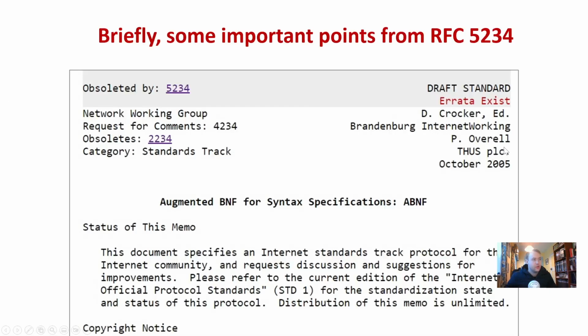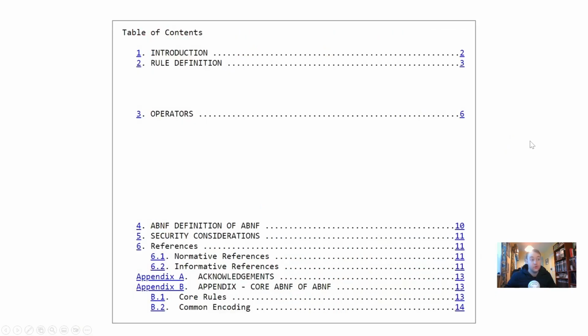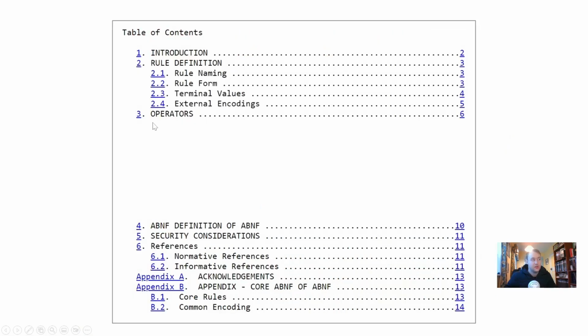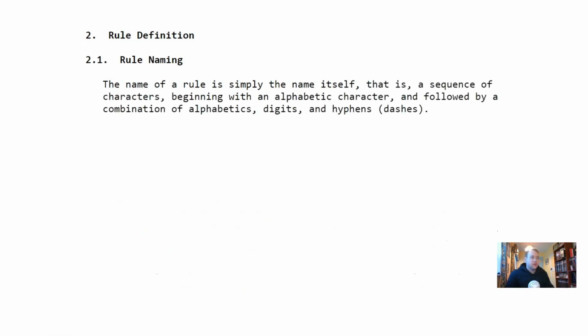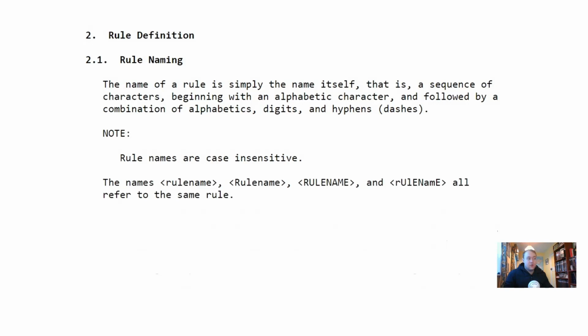So we're now prepared to read RFC 5234. We said there's a section on rules and operators. The name of a rule is simply the name itself, that is a sequence of characters beginning with an alphabetic character and followed by a combination of alphabetics, digits, and hyphens. Rule names are case insensitive, and this will come up again and again. So a rule name with an initial capitalization, or all caps, all come back to the same rule. Unlike original BNF, angle brackets are not required.